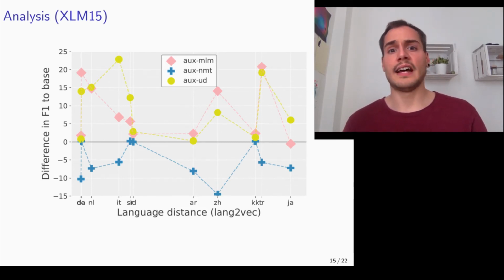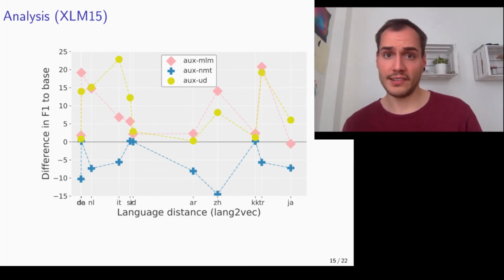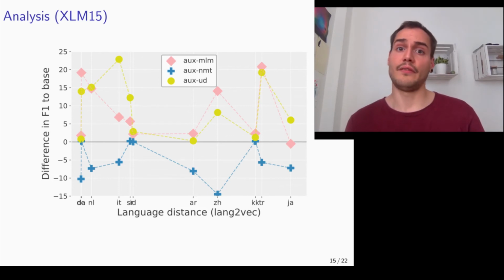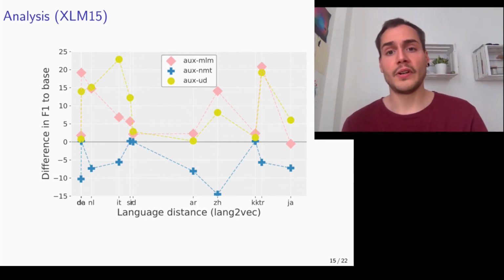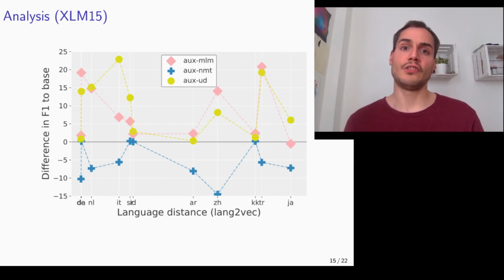Here we can see that for closer languages, both masked language modeling and full universal dependency parsing are beneficial. Also, compared to multilingual BERT representations, exploiting syntax when using XLM15 helps for distant languages too.